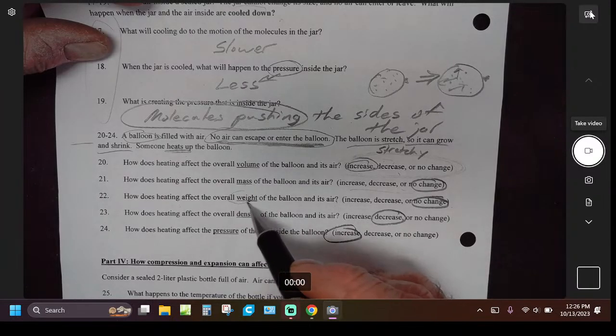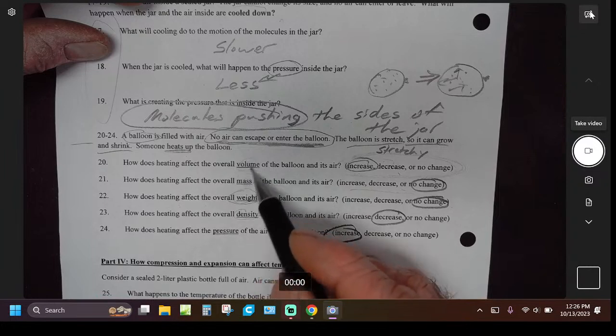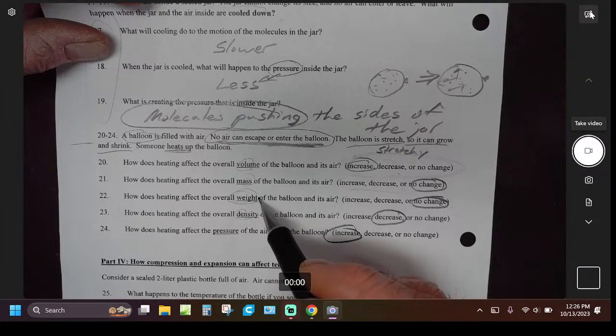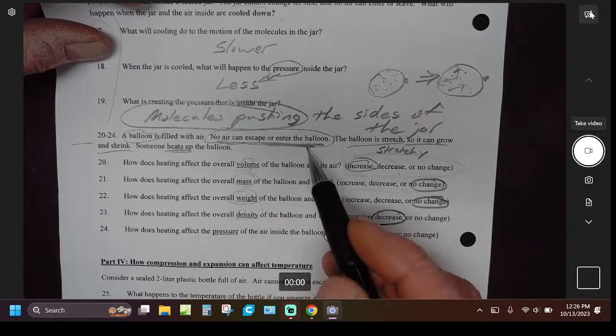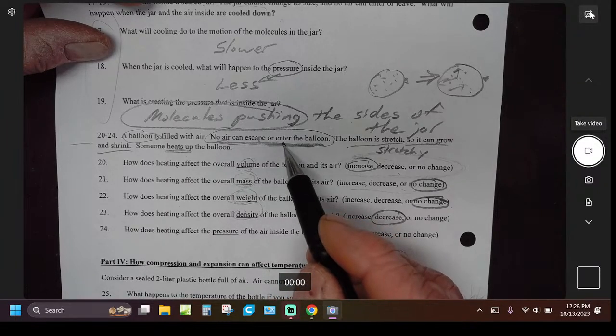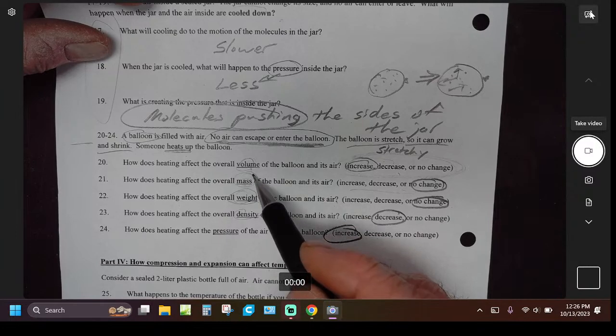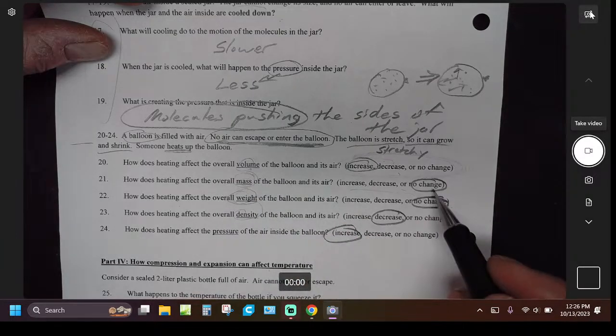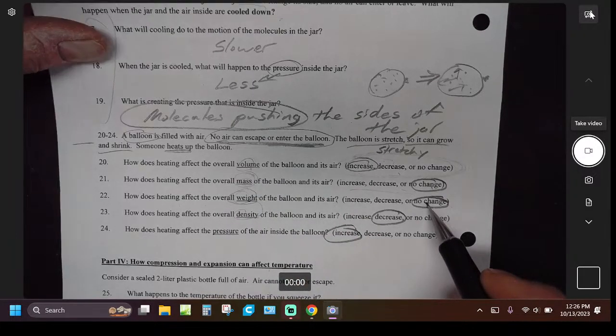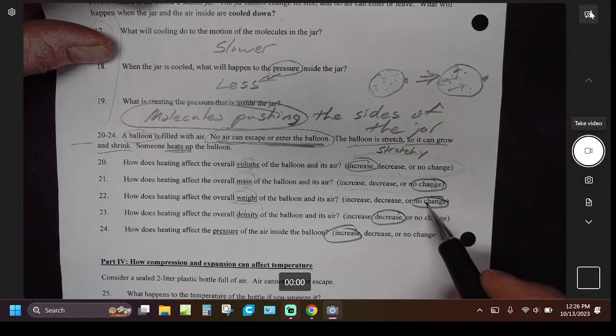And what would happen to the weight of the balloon if you put it in the freezer? Weight is the same as which other one? Which of these other three, density, mass, or volume, which one tells you what's happening to weight? Mass. And mass is the stuff in it. And if no air can leave and no air can enter, then the mass has to be the same and so does the weight. So if the mass doesn't change, the weight doesn't change, unless you take it to the moon, which we're not doing.